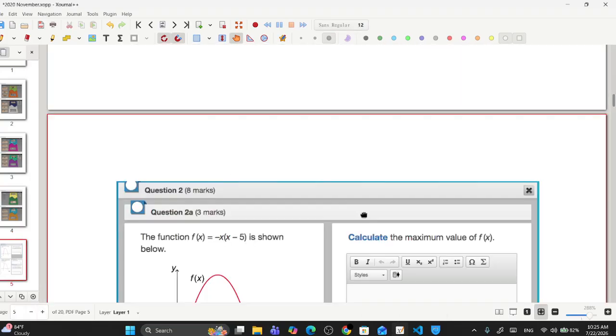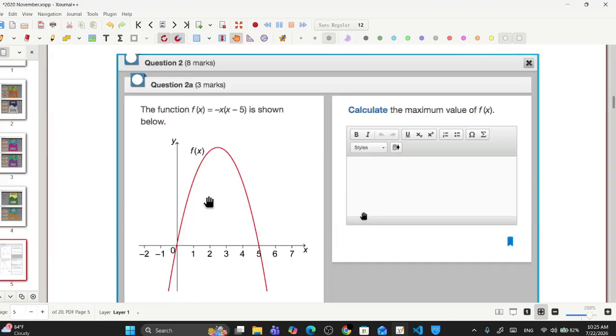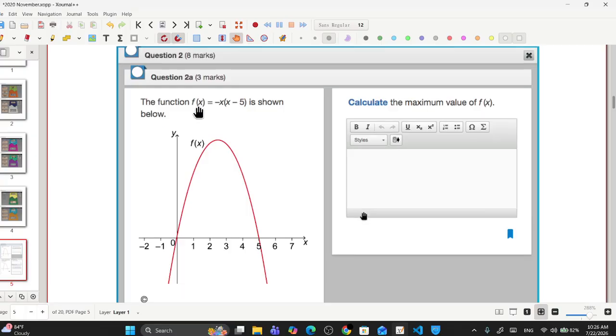Question number 2 says the function. Okay, don't get worried whenever you see the word function f of x. Don't get worried at all. f of x is another way of writing y. So you don't have to get worried looking at it. Calculate the maximum value of f of x.